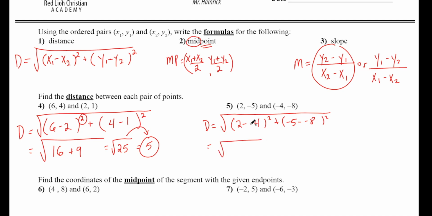Square root. Let's do this. Minus a negative. What's minus a negative? Positive. What's 2 plus 4? 6. What's 6 squared? 6 times itself. 36. Right. It's not 6 times 2. Everybody hear that? It's not 6 times 2. It's 6 times itself. 6 times 6, which is 36.